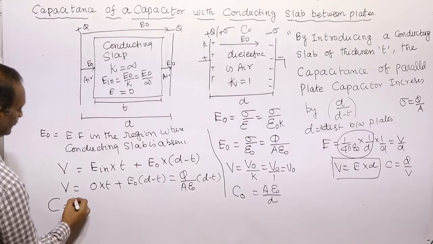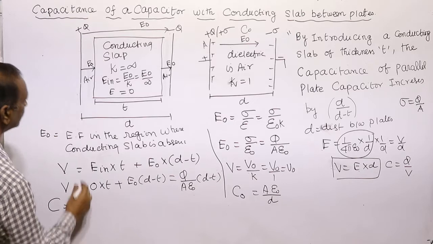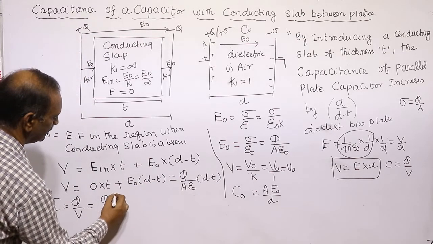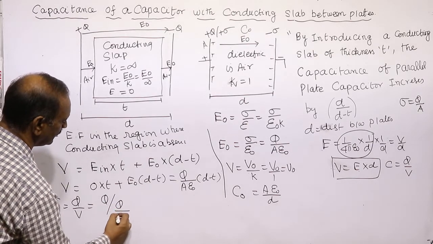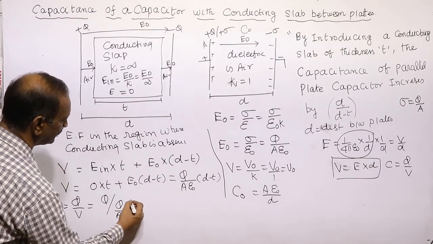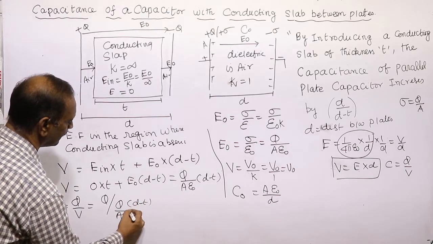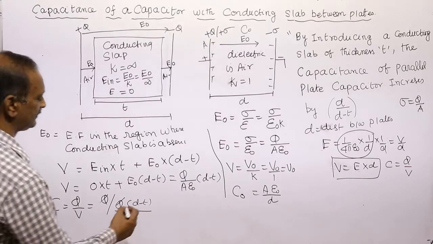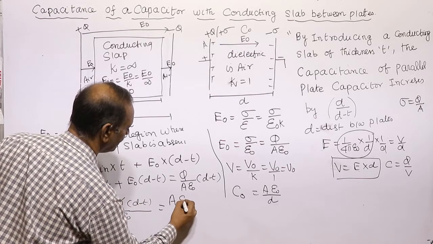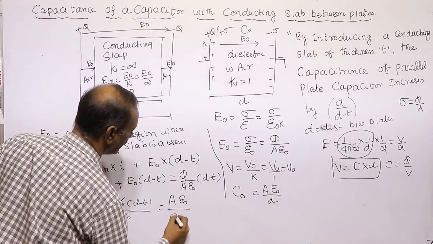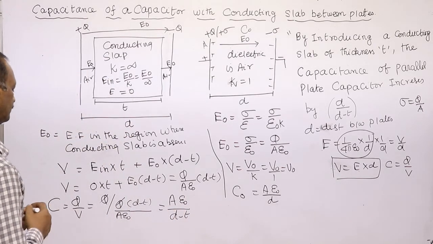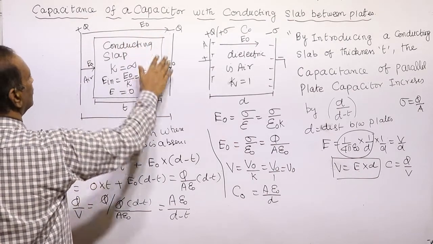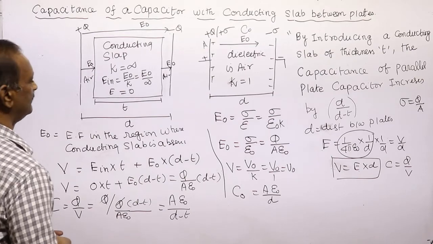C is equal to Q by V, the charge on the positive plate divided by potential. Here the potential is Q by A epsilon naught into D minus T. So this Q and this Q cancel, which is equal to A into epsilon naught divided by D minus T. So this is the capacitor when a conducting slab is introduced in between.